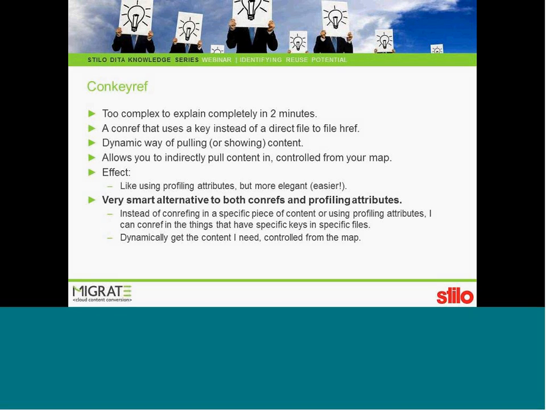And it allows you to do this indirect pull, which means because it's a key, you're defining it, you're controlling it in your map. It's not inline inside your topics. It's a huge, huge benefit. And this is like using profiling attributes, but it's a lot more elegant, which translates to being a lot easier. So it's a very smart alternative, not just to profiling attributes, but also conrefs themselves.